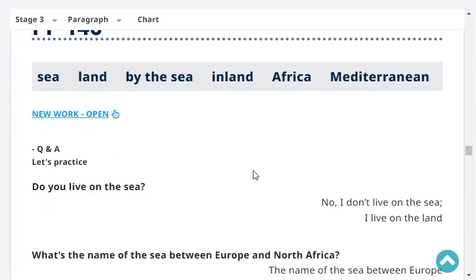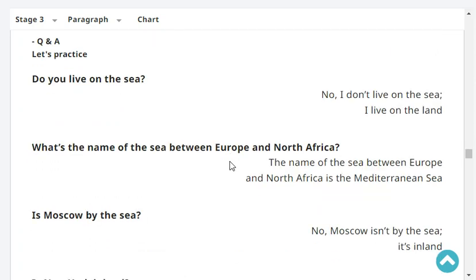Okay, do you live on the sea? No, I don't live on the sea. I live on the land. Well, what's the name of the sea between Europe and North Africa? The name of the sea between Europe and North Africa is the Mediterranean Sea. Very good.